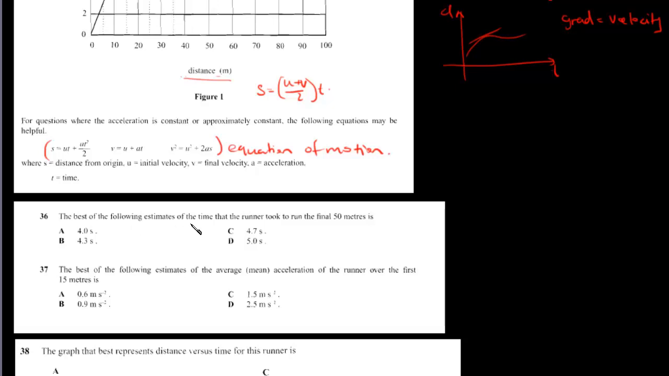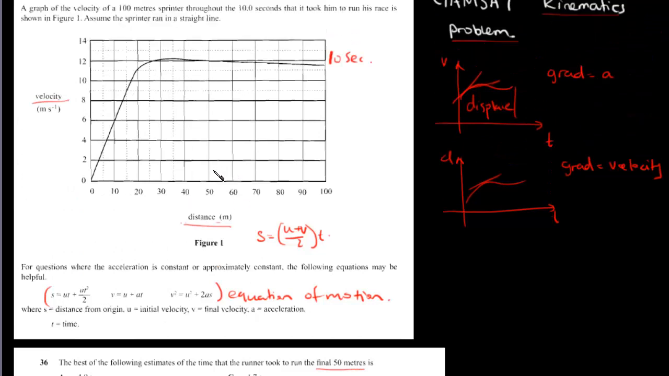Which is the best of the following estimates of the time that the runner took to run the final 50 meters? The final 50 meters is from there to there. You can see that the distance is 50 meters, and the velocity at the start of the second half of the race is 12 meters per second. By the time the runner finishes the race, it's about 11 right there, so about 11.5. So the initial velocity is 12, and the final velocity is 11.5.